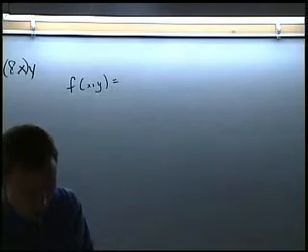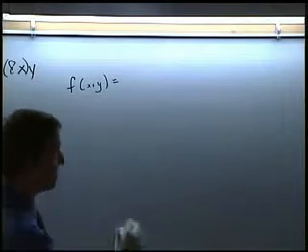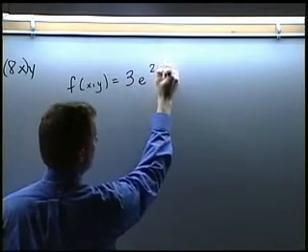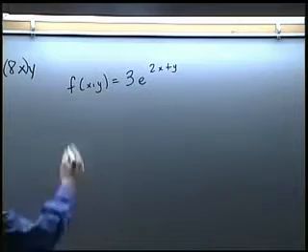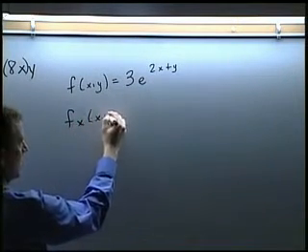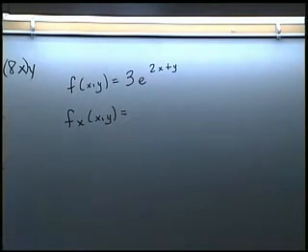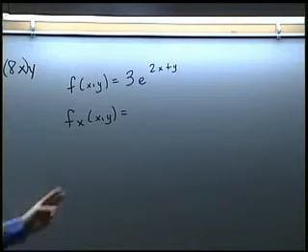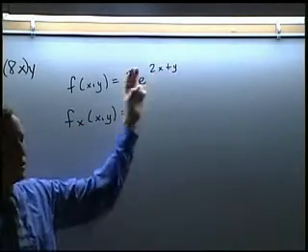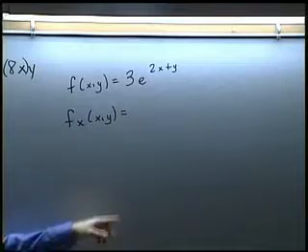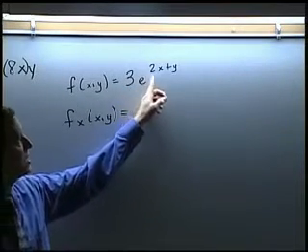f of x y is 3 times e to the 2x plus y. We can do the same thing with exponential functions, taking partial derivatives. Again, I have to remind myself which is the variable and which is the constant number. In this case, x is going to be the variable, and y will be the constant number. So the first question is, what's the derivative of 3 times e to all this power?